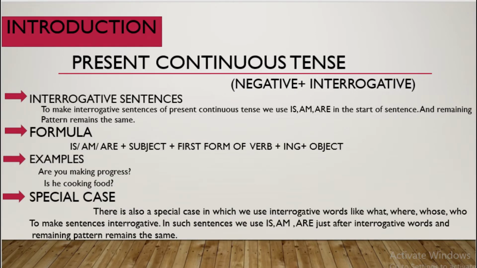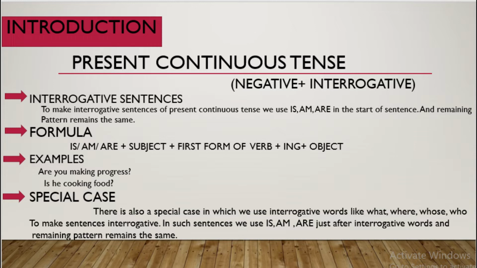Interrogative sentences. To make interrogative sentences of present continuous tense, we use is, am, are in the start of sentence, and remaining pattern remains the same. Formula: is / am / are plus subject plus first form of verb plus ing plus object. Examples: are you making the progress? Is he cooking food?